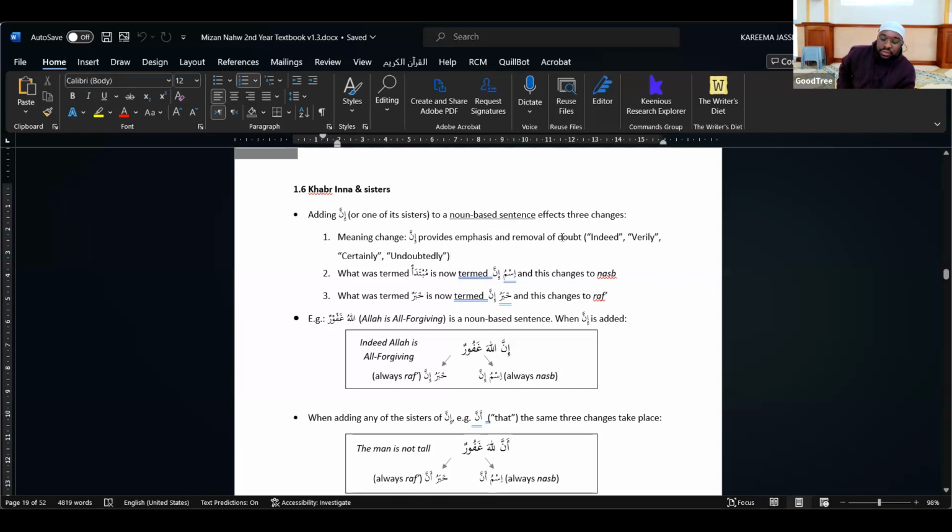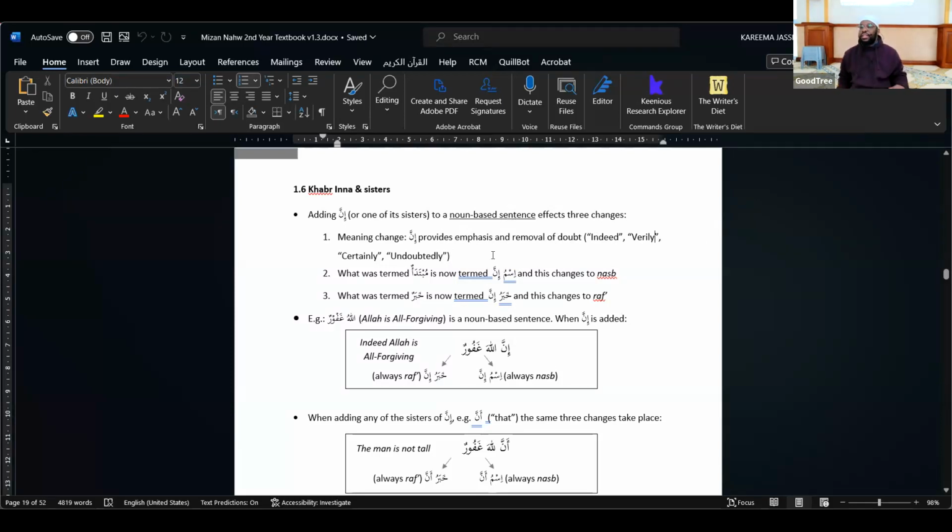Removed out, but primarily emphasis. Primarily, it provides emphasis. So you can translate it as indeed, verily, certainly, undoubtedly, surely, right? Anything that gives the idea of emphasis.